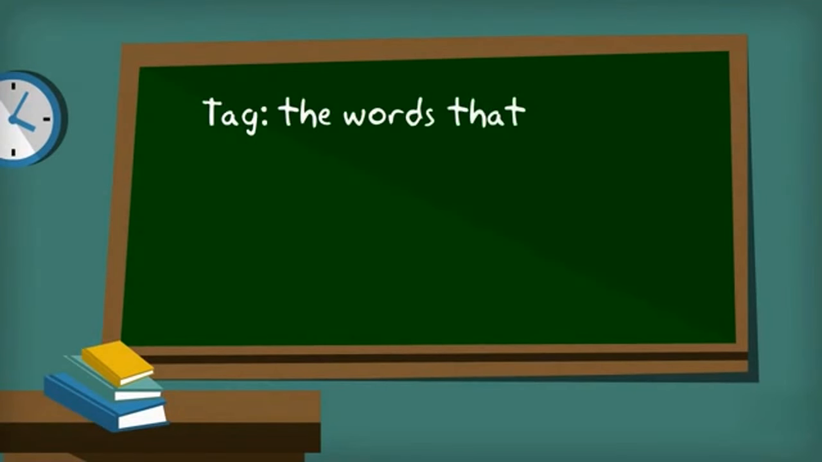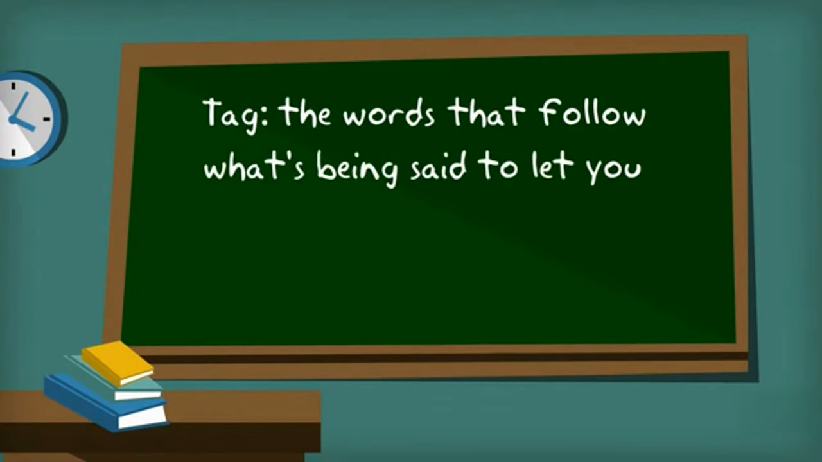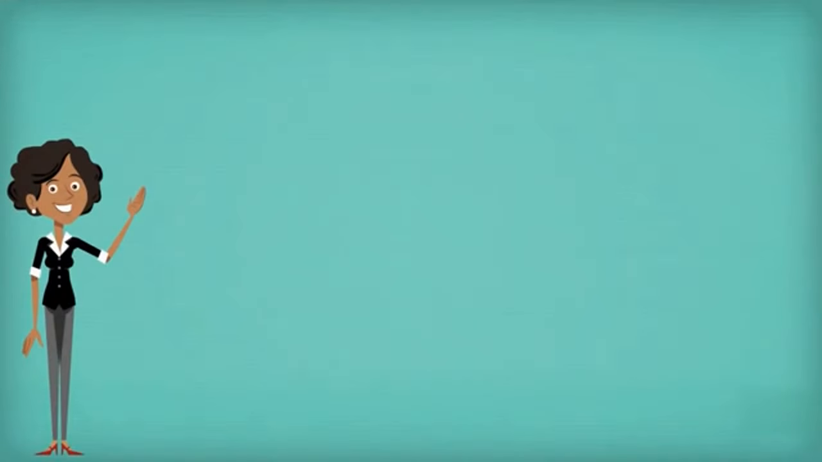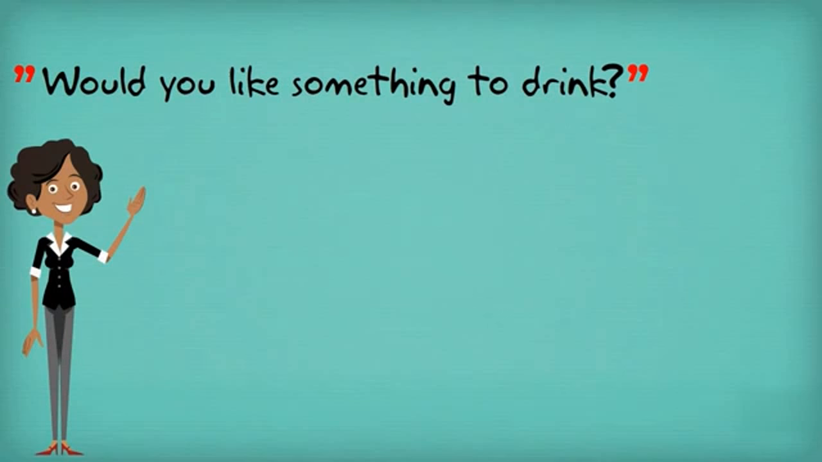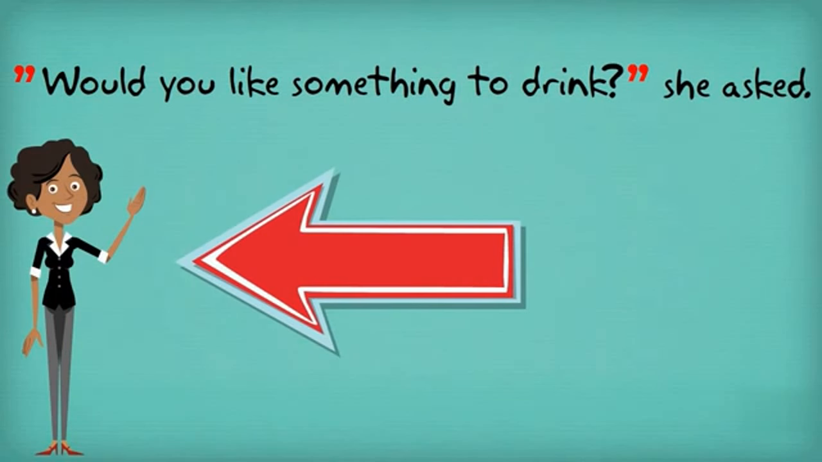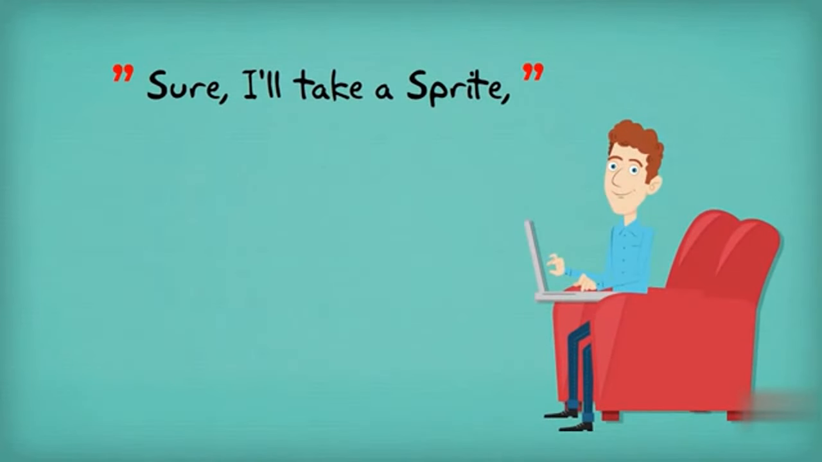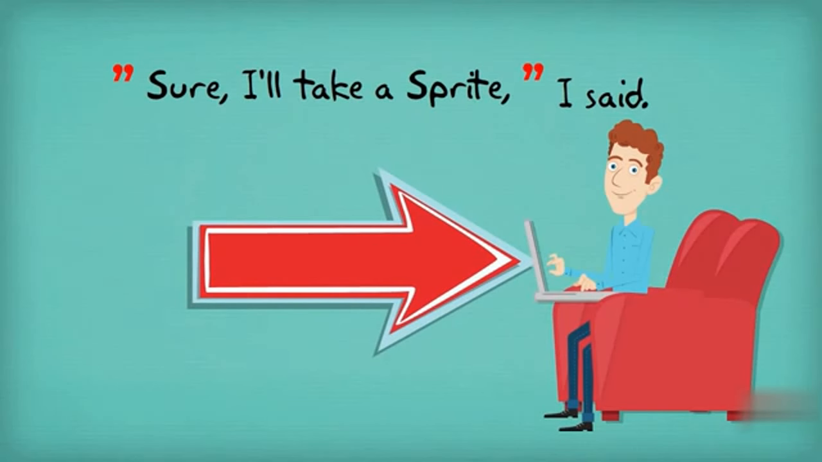The tag are the words that follow what's being said to let you know who said it and how they said it. Let's take a look again at our example. I followed up, "Would you like something to drink?" with the tag, "she asked." That lets me know that the flight attendant is the one asking me about the drink. The tag that follows the next piece of dialogue is "I said." That lets the reader know that the narrator is the one asking for the Sprite.